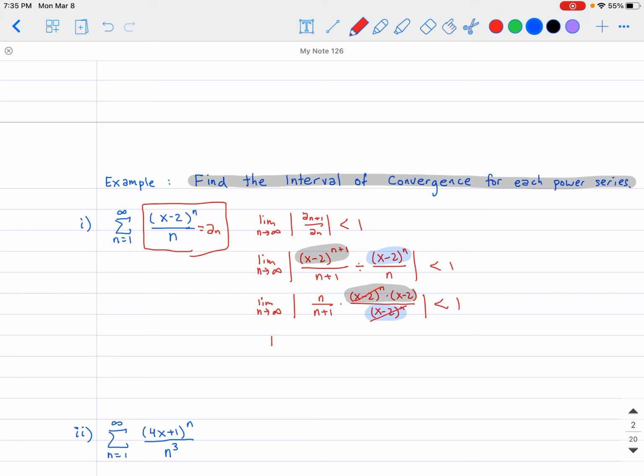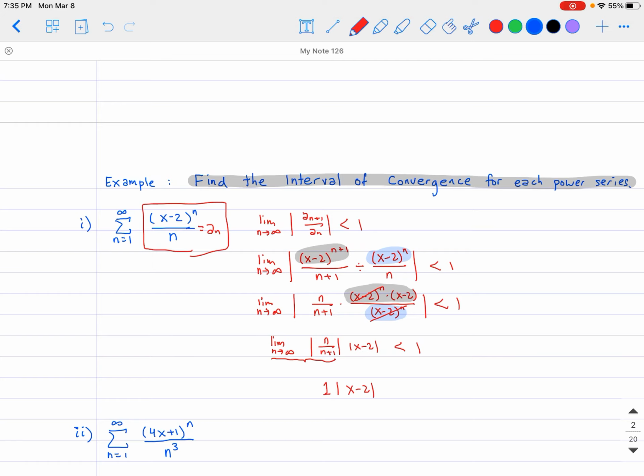Now, what we have left is the limit as n approaches infinity of n over n plus 1. And I'm noticing that we have the x minus 2, which has nothing to do with n. So what I can do is take that out of the equation like this, keeping it isolated. Now, as n approaches infinity, we're really just focusing on this part right here, and that really just gives us 1.